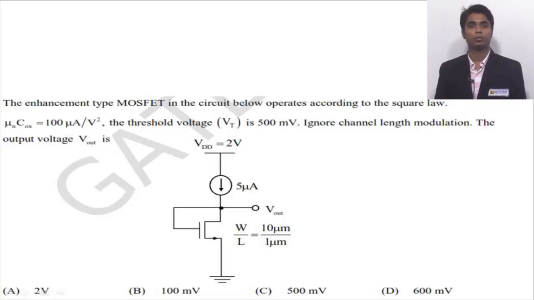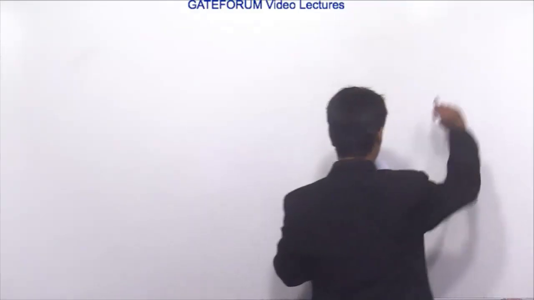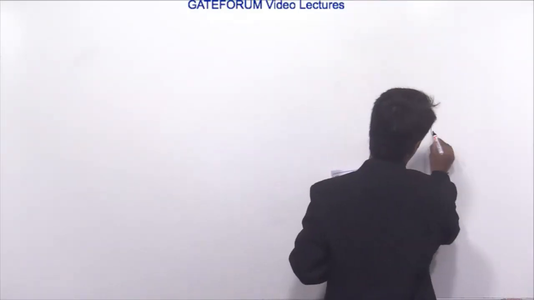The enhancement type MOSFET in the circuit below operates according to the square law. Mu n COX W by L equals 100 microampere per volt square. The threshold voltage Vt is 500 millivolt. Ignore the channel length modulation. The output voltage Vout is... See, it's very simple. This is NMOS given.